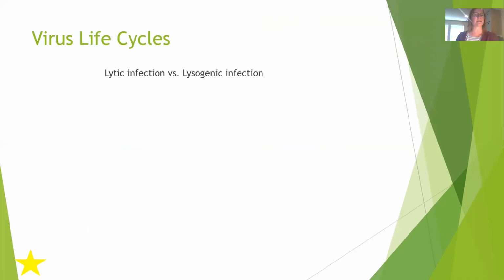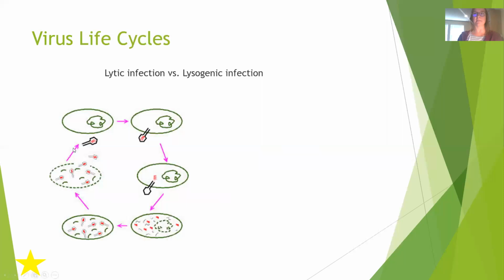All right, so let's look at some of the different life cycles of viruses that you can see. The two main types are the lytic infection and lysogenic infection. We'll start with the lytic infection.